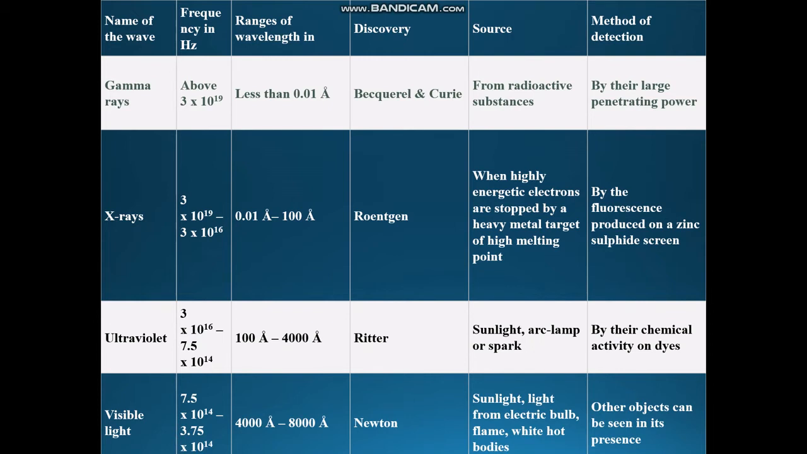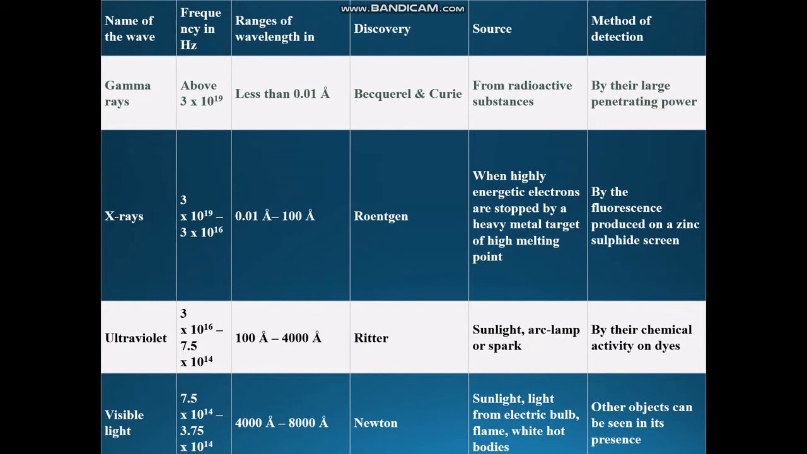So first is gamma rays. Frequency is above 3 into 10 to the power of 19. Wavelength less than 0.01 angstrom. The discovery is owed to Becquerel and Curie. The source of gamma rays is radioactive substances, and they are detected by their large penetrating power.